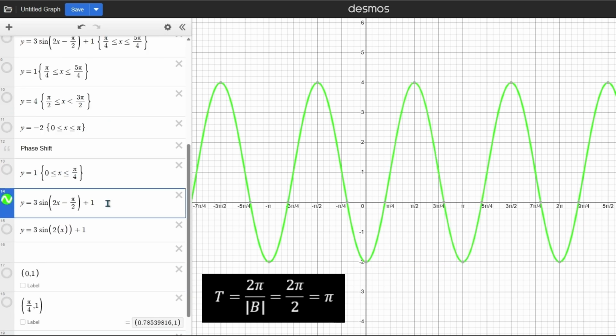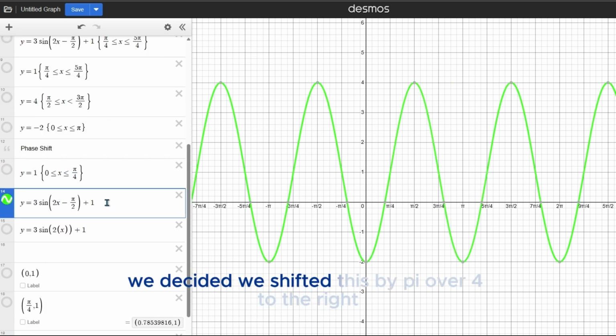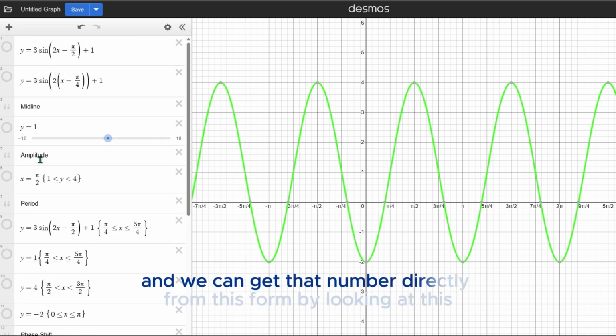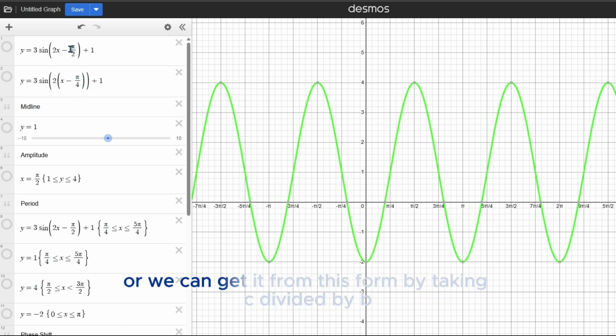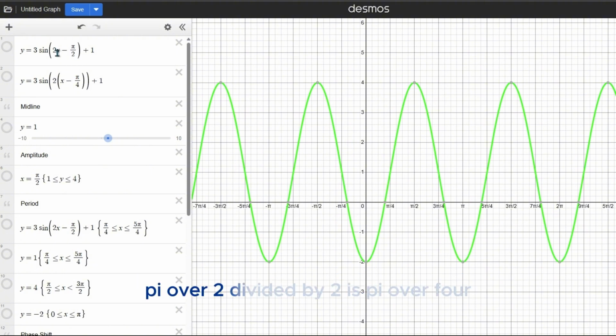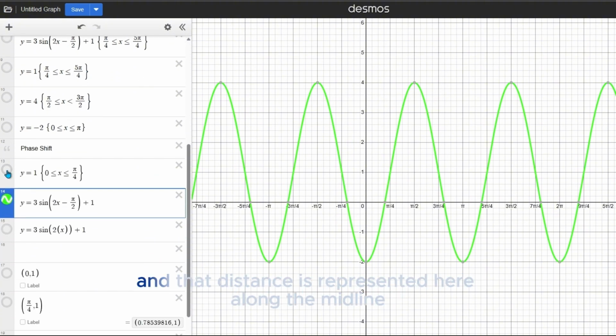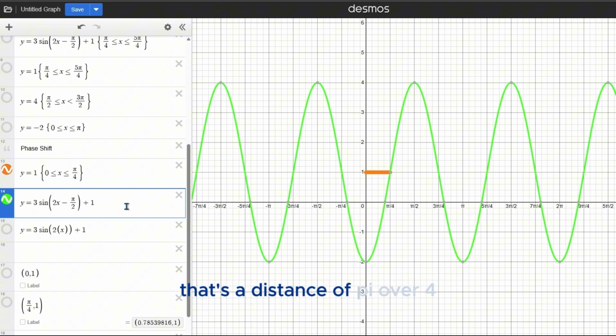Now to evaluate the phase shift, we decided we shifted this by pi over 4 to the right, and we can get that number directly from this form by looking at this pi over 4, or we can get it from this form by taking c divided by b. Pi over 2 divided by 2 is pi over 4. And that distance is represented here along the midline. That's a distance of pi over 4.